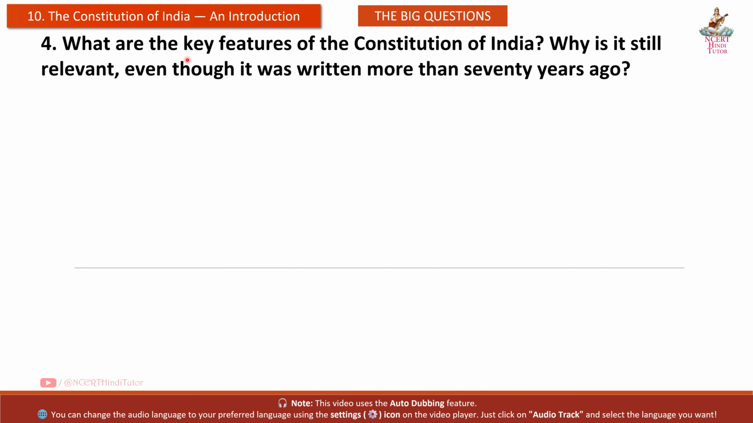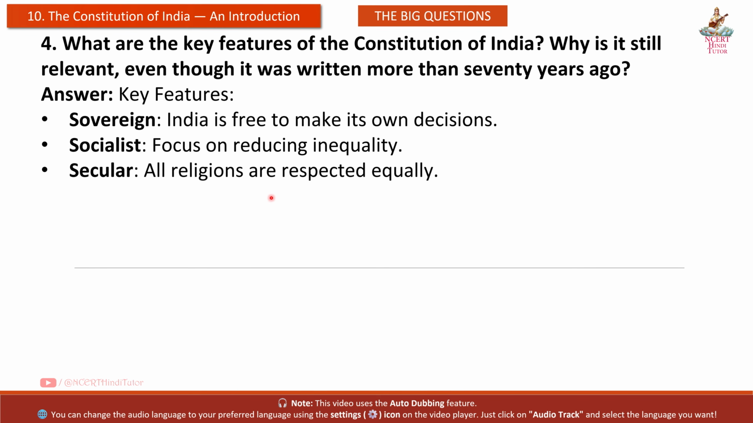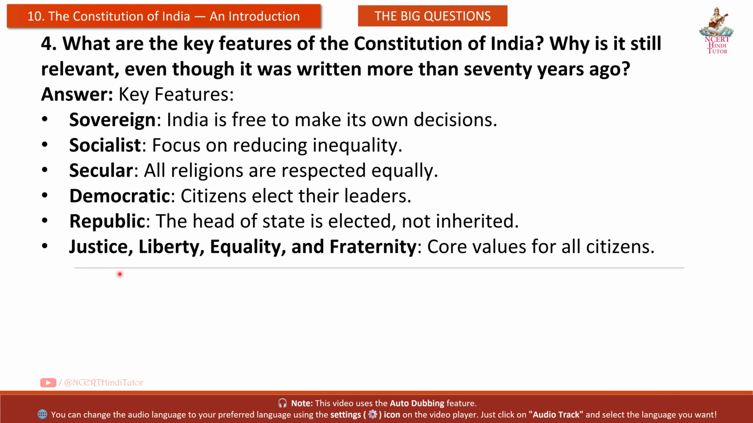Question 4: What are the key features of the Constitution of India? Why is it still relevant even though it was written more than 70 years ago? Answer: Key features. Sovereign: India is free to make its own decisions. Socialist: focus on reducing inequality. Secular: all religions are respected equally. Democratic: citizens elect their leaders. Republic: the head of state is elected, not inherited. Justice, liberty, equality, and fraternity are core values for all citizens.